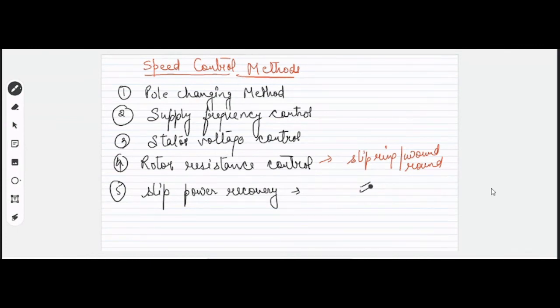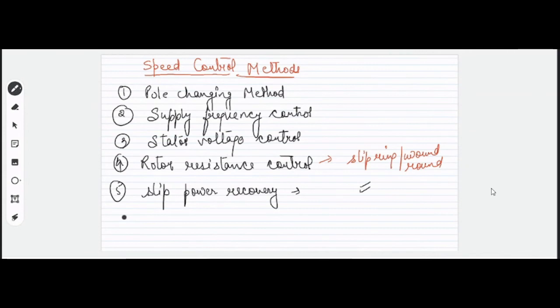Because what we do in this slip power recovery method, we try to use the power that is being wasted in the rotor resistances, right? So we try to recover that, and we call it a slip power recovery method. I guess it is clear to the class. These are the 5 important methods, and these are there in your course.